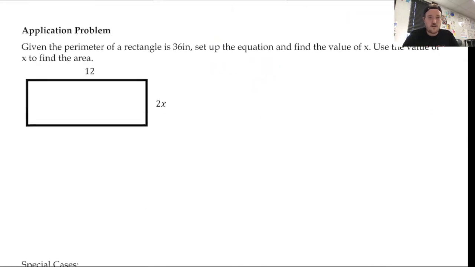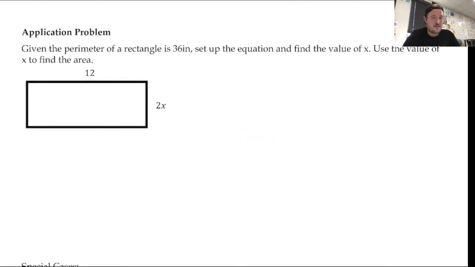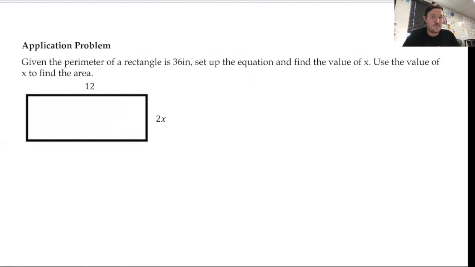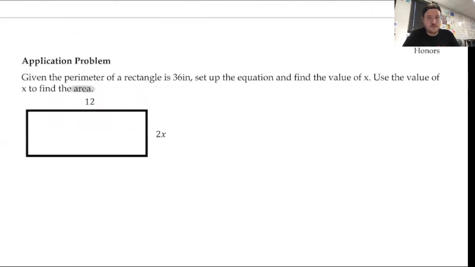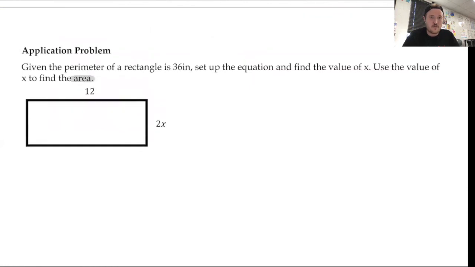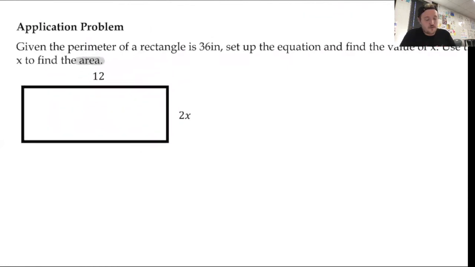All right, so now we have the application right here. Given the perimeter of a rectangle is 36 inches, set up an equation and find the value of x. Use the value of x to find the area. So here's the thing. This is going to take a lot of back and forth, kind of. So they gave us the perimeter.